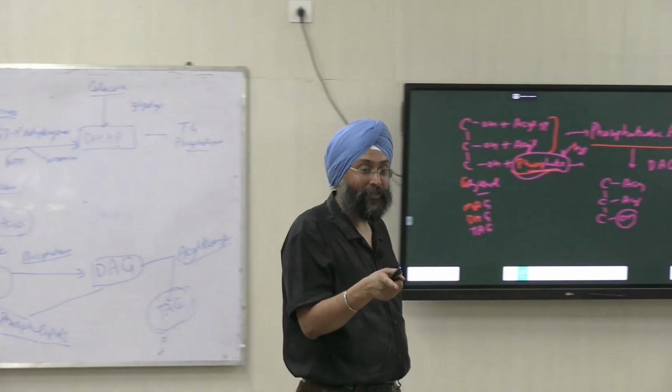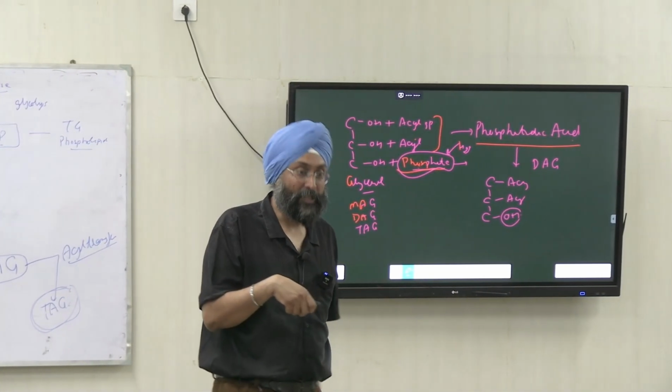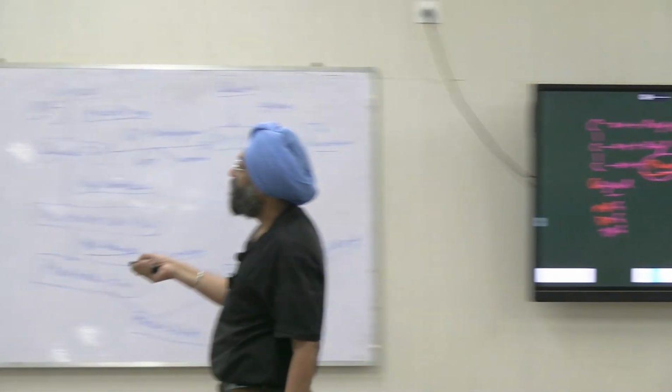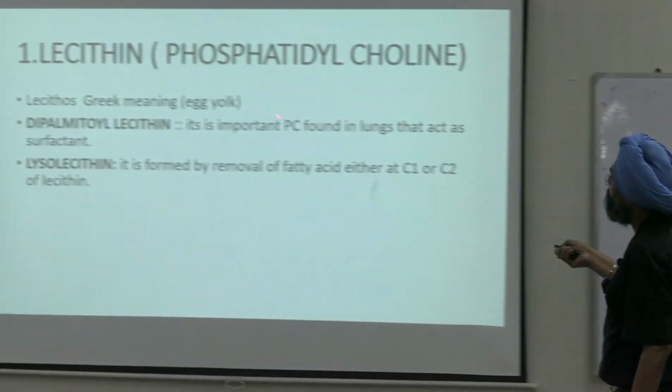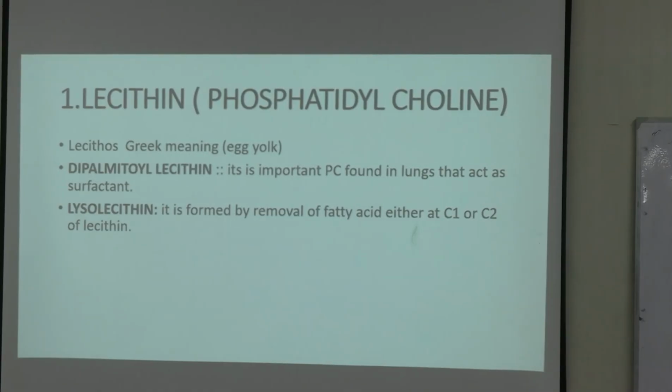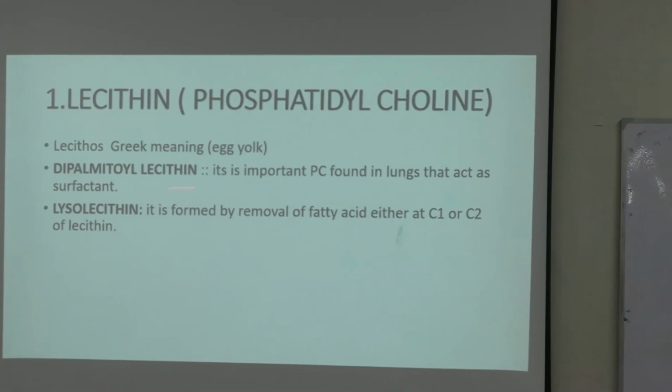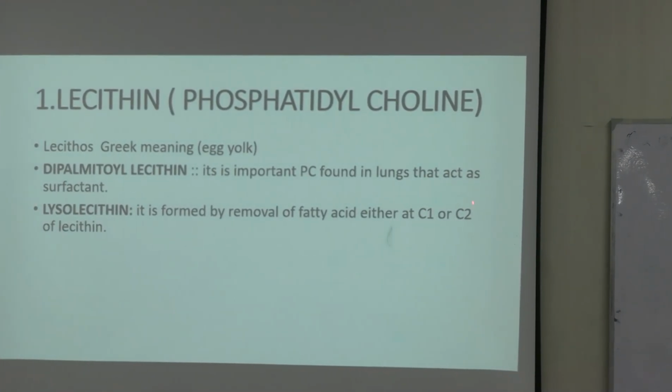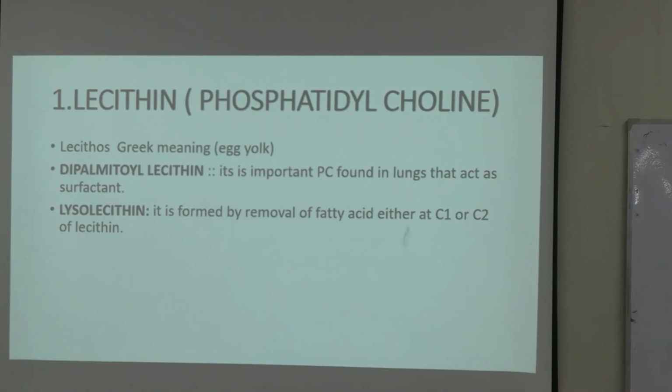A question was asked in the exam on this, it came from it, it is in chemistry. Dipalmitoyl lecithin is an important phospholipid that acts as a surfactant in lungs, and lysolecithin is formed by removal of a fatty acid either at C1 or C2.